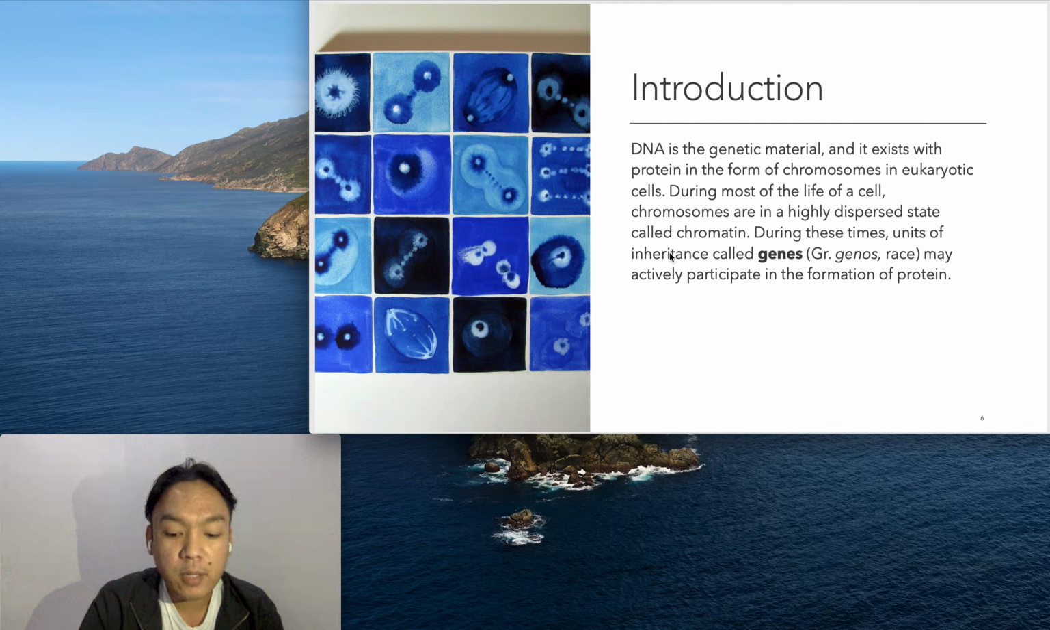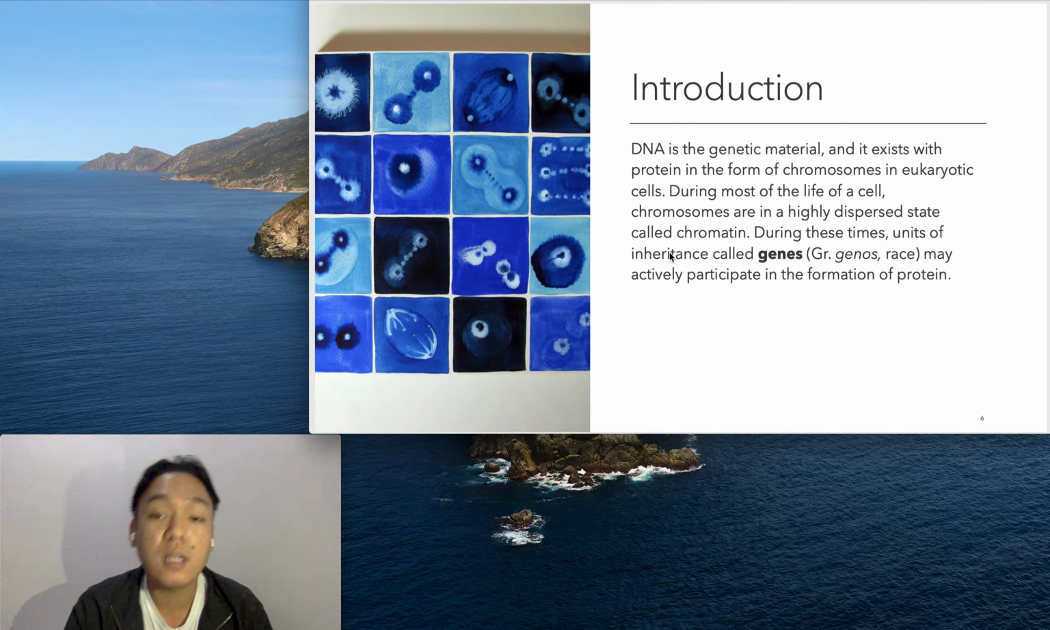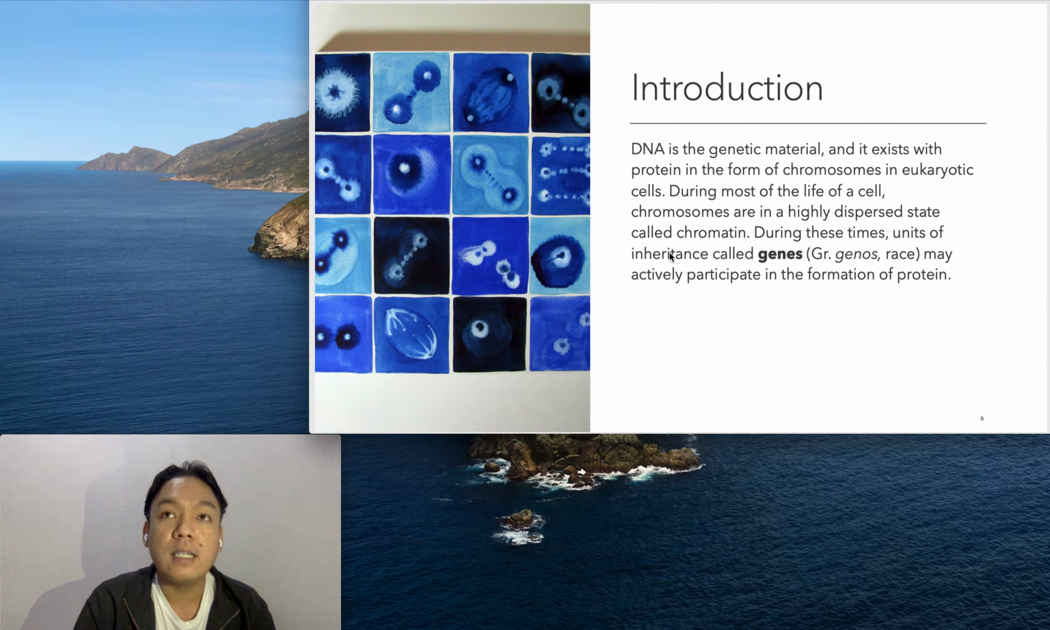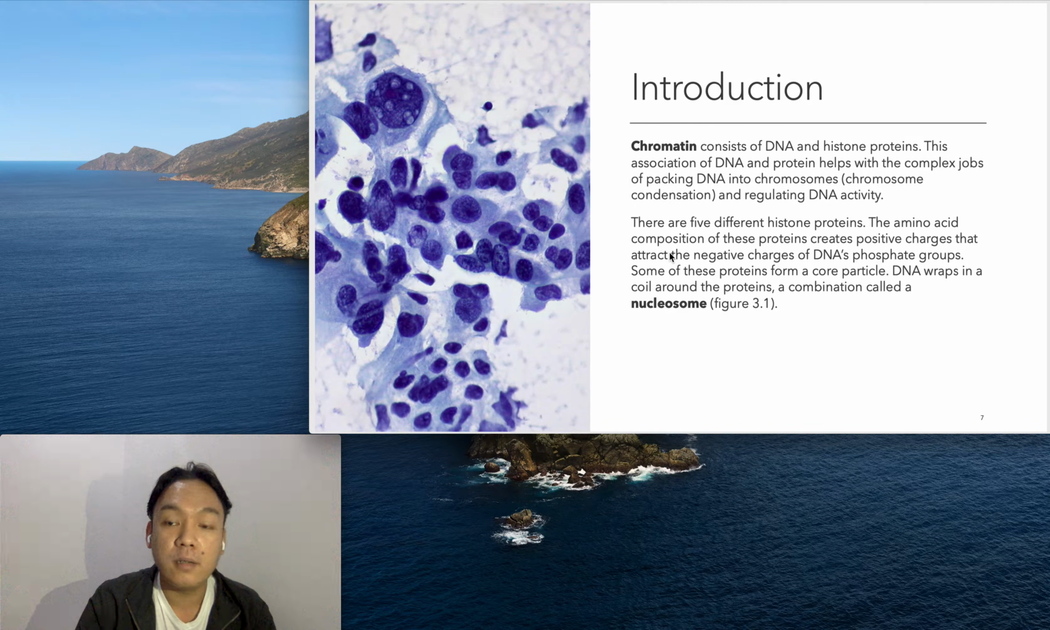They are actively participating in the formation of your proteins. So think about it, like DNA is what instructs the cell to release proteins. The DNA is like the blueprint of life. It varies among animals, plants, and all the living organisms on Earth. So the cell's chromosomes are in a highly dispersed state, and we call them chromatin because they are colored bodies, as was discussed in the cell, tissues, and organ systems presentation.